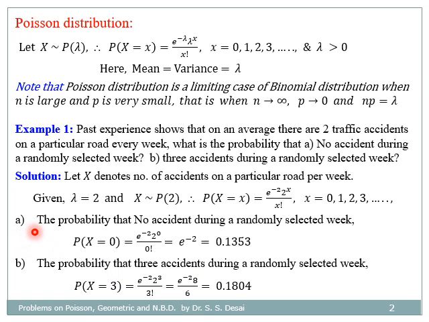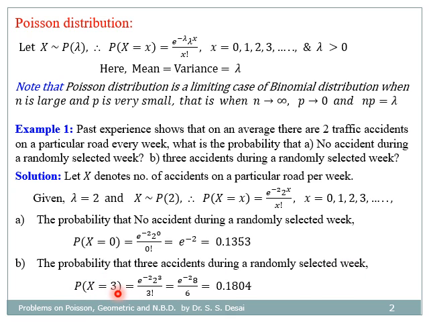Now for the first bit, the probability that there is no accident during a randomly selected week is equal to probability that X is equal to 0, and is given to be e raised to minus 2, 2 raised to 0 divided by 0 factorial, and the final simplification is 0.1353.